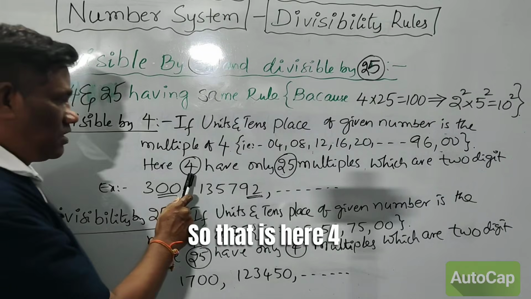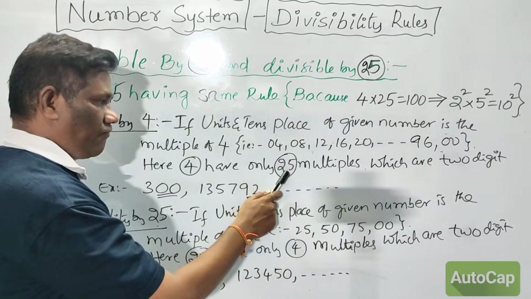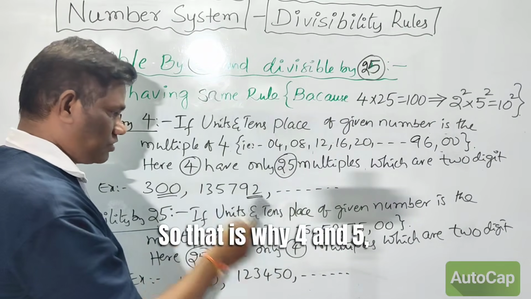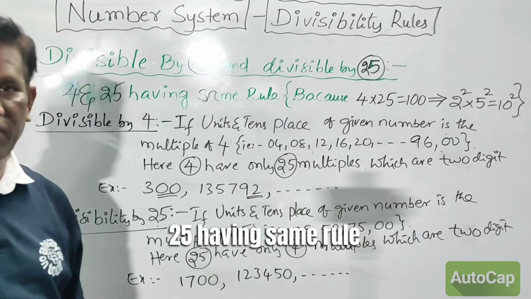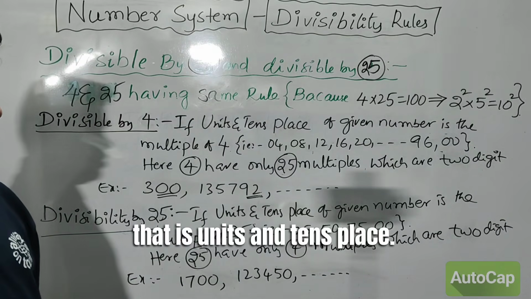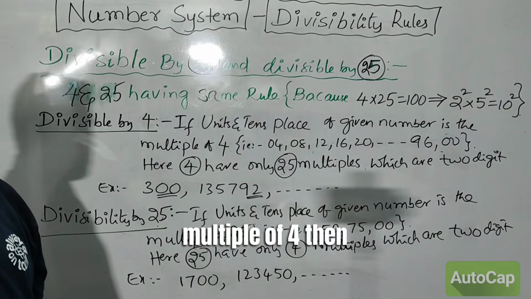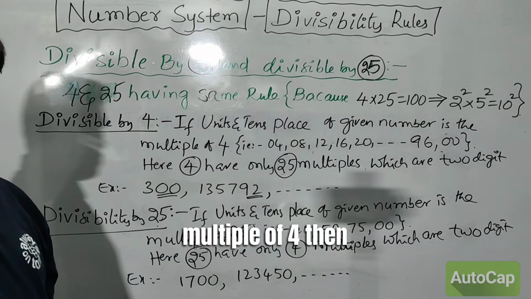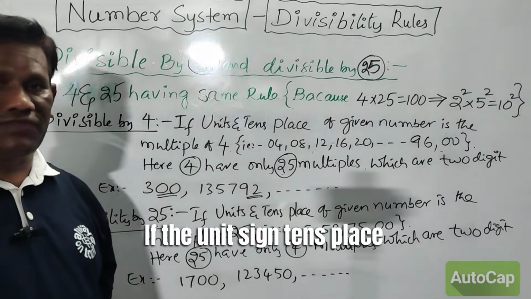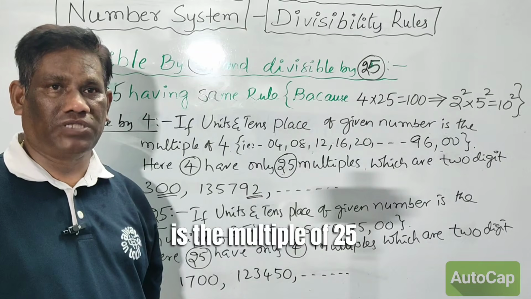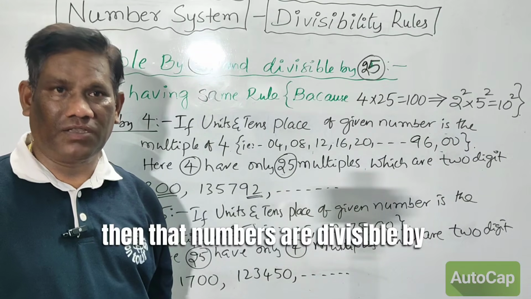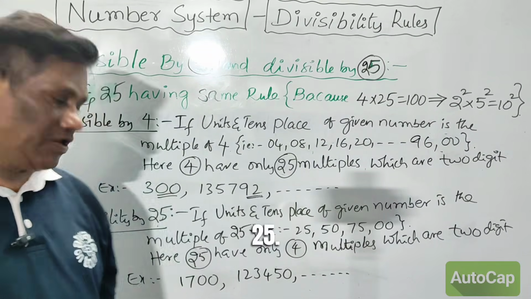So here 4 multiples are 25, 25 multiples are 4. So that's why 4 and 25 have the same rule. That is, if the units and tens place is a multiple of 4, then the number is divisible by 4. If the units and tens place is a multiple of 25, then that number is divisible by 25.